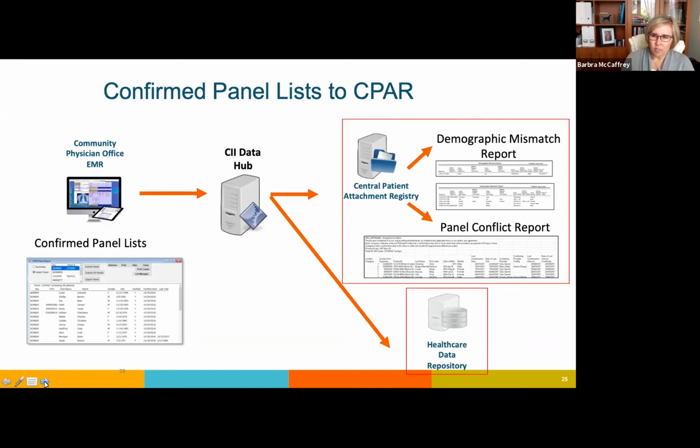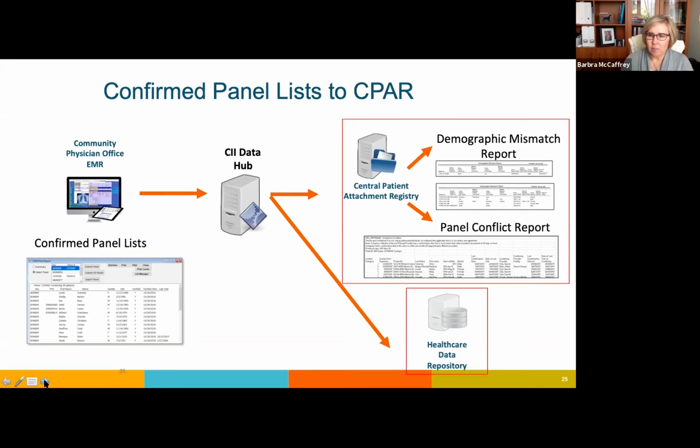Once the list goes to the Central Patient Attachment Registry, the participating clinic receives 2 reports in return. A couple days after submission, there are 2 reports that are available. It's a single report with 2 parts, excuse me. It's called the Demographic Mismatch Report. The first part of the report identifies if there were patients on that panel list that had become deceased in the last month. That report goes back to the clinic so that they can identify those patients and remove them from the panel. The second part identifies patients with demographic mismatches to the provincial client registry.